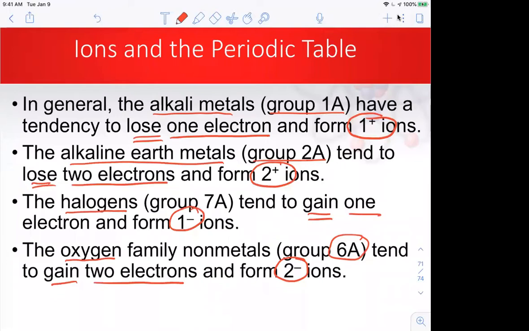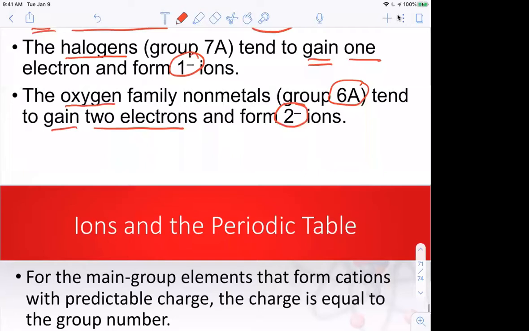So every metal in group 1A forms a +1 cation. Every metal in group 2A forms a 2+ cation. When I go to the other side and I consider nonmetals, if halogens form ions, they're going to gain 1 electron and form a -1 charged anion. If I'm in the family that contains oxygen in group 6A, those elements are going to gain 2 electrons if they ionize and form anions that have a 2- charge.